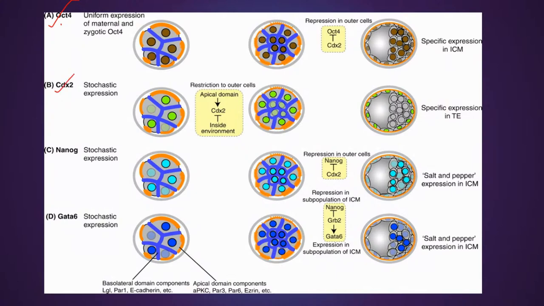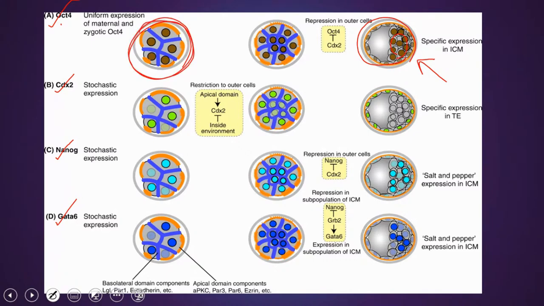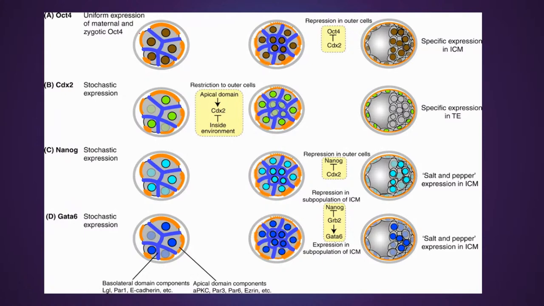OCT4 expression, CDX2 expression, NANOG expression, GATA6 expression. Different transcription factor expressions are shown. This is the formation of the blastocyst, which has inner cell mass and trophoblast. But this is before that formation, before blastocyst formation, at the initial time. A color code is given. Initially, OCT4 is present everywhere. This brown color in the nucleus means OCT4. So you can see in all the cells, OCT4 is there. Similarly, CDX2 also, almost in all cells you have a stochastic expression, meaning random expression. In some cells it is there, in some cells it is not, but at least it is present in cells all over.